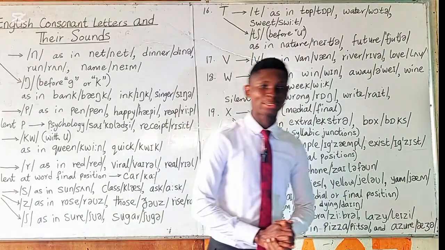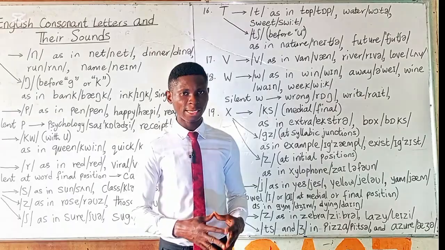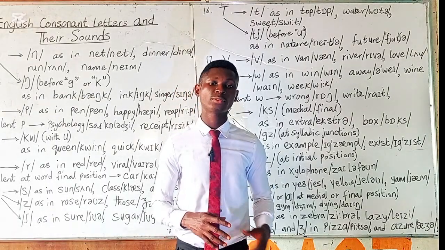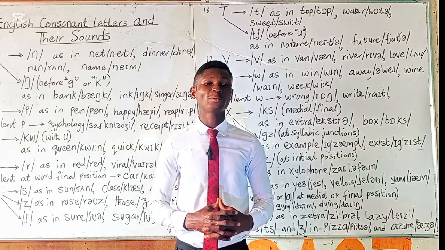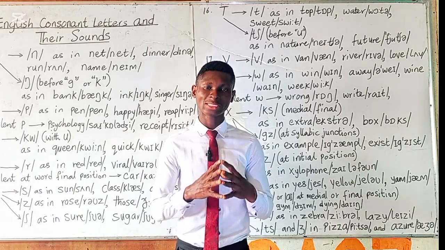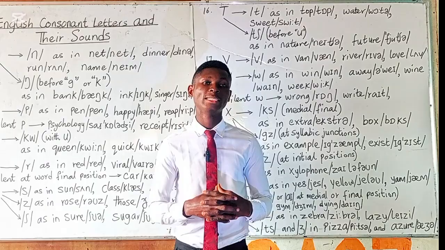Right. So please do well to study these consonant letters of the English language critically, from the first one to the 21st one. And you do well to learn a whole lot. You are going to learn a whole lot concerning sounds and the letters of the alphabet that can represent them.